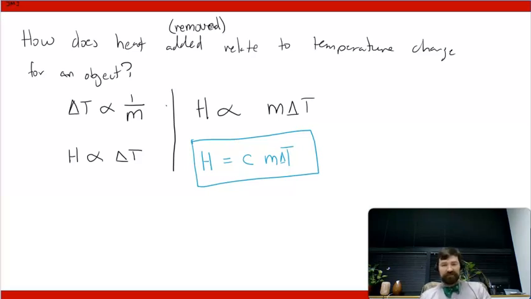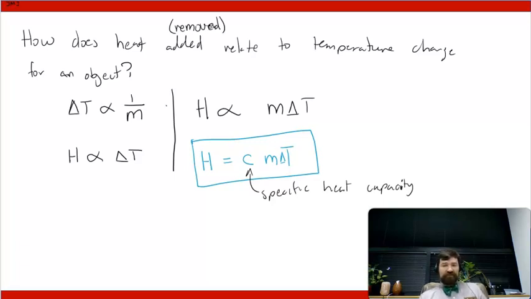So this new term that we have here is called specific heat capacity. And it essentially has a value for each given substance. So in other words, if I have something like aluminum, a very good conductor of heat, it's going to tend to have a different, probably lower heat capacity than if I have something like wood or wool, which are relatively good insulators of heat.